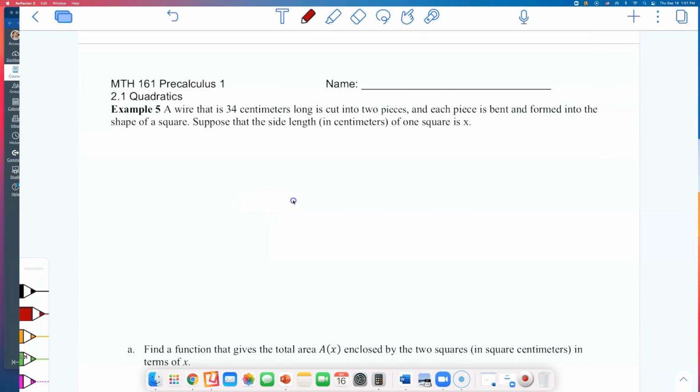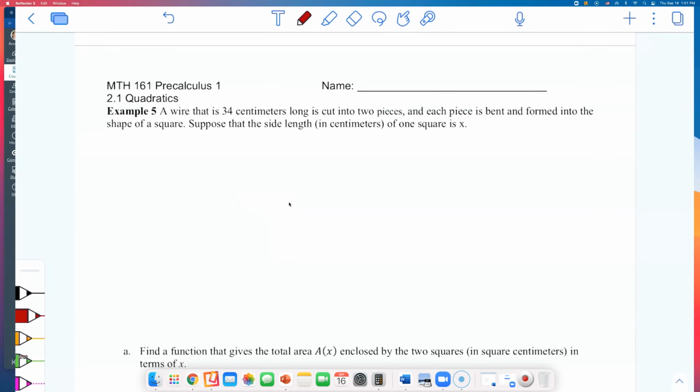This will be the last fourth example for quadratic. Example 5, we have a wire that is 34 centimeters long. Let me try to sketch it. I want to do a straight line. Suppose that is 34 centimeters long.